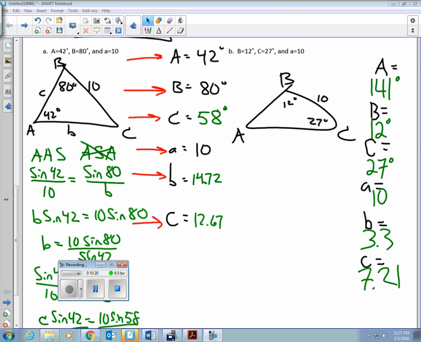So here are your answers. It is an angle side angle problem. 141, 12.27, 10, 3.3, and 7.21. Clap for Claire. 1, 2, 3. All right. Flip it over.